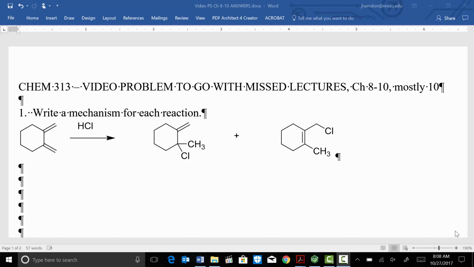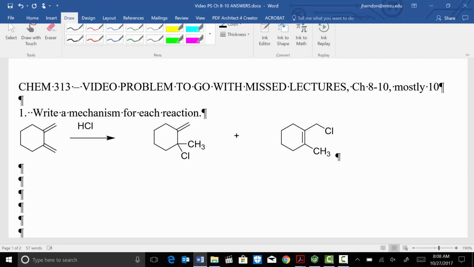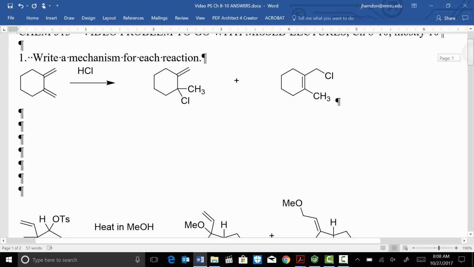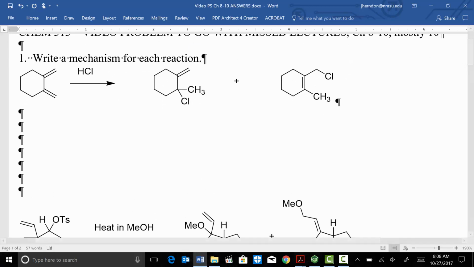All right, so here's our first problem. We're going to just write a mechanism for this reaction right here. Okay, and let me go to the drawing tool here. And okay, so let's center this problem here, and let's write a mechanism. This is a classic 1,2 versus 1,4 addition problem for a conjugated diene. All right, so first we're going to protonate our alkene, like so.